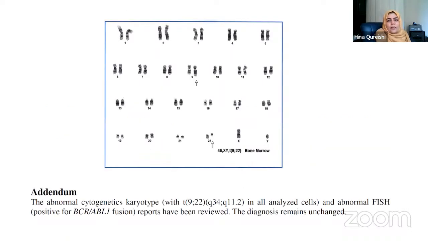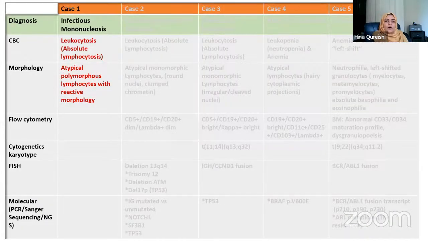So here's a cytogenetic karyotype in this patient, and you can see that there's an arrow by chromosome 9 and chromosome 22. So there's a classic translocation of 9;22, which leads to the BCR-ABL fusion transcript, and that's the hallmark for CML diagnosis. All right, so a brief summary of the diagnostic approach in these 5 cases.